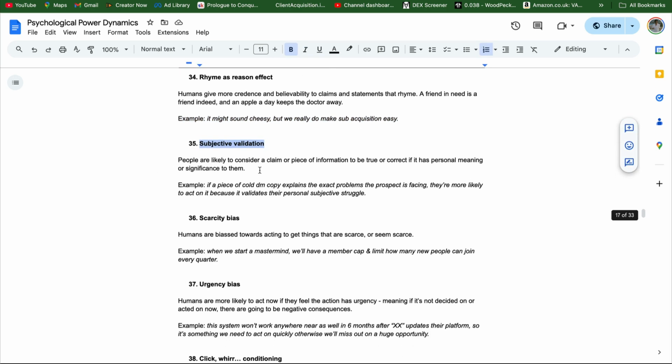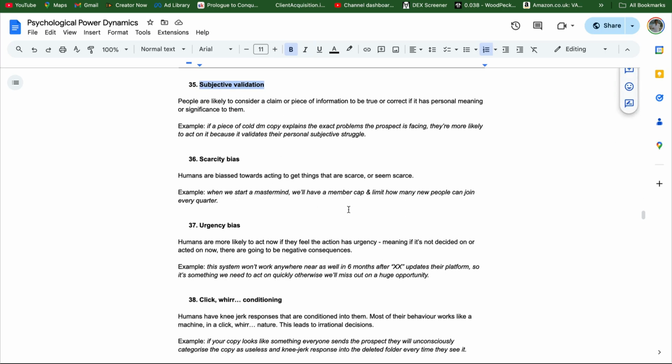Subjective validation. People are likely to consider a claim or piece of information to be true if it has personal meaning or significance to them. So if a piece of cold DM copy explains the exact problems the prospect's facing, they're more likely to act on it because it validates their personal subjective struggle. Now remember, in 3-step conversational flow, I talk about creating context and familiarity. That's exactly what this is, right?